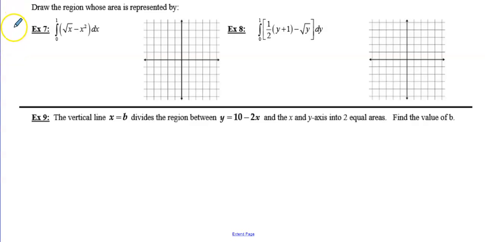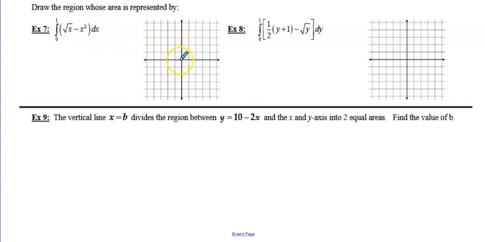Hello everyone, welcome back to lesson number 29 for BC Calculus, where we're talking about area between two curves. Example number 7 is asking us to show the region visually for the integral from 0 to 1 of the square root of x minus x squared dx.